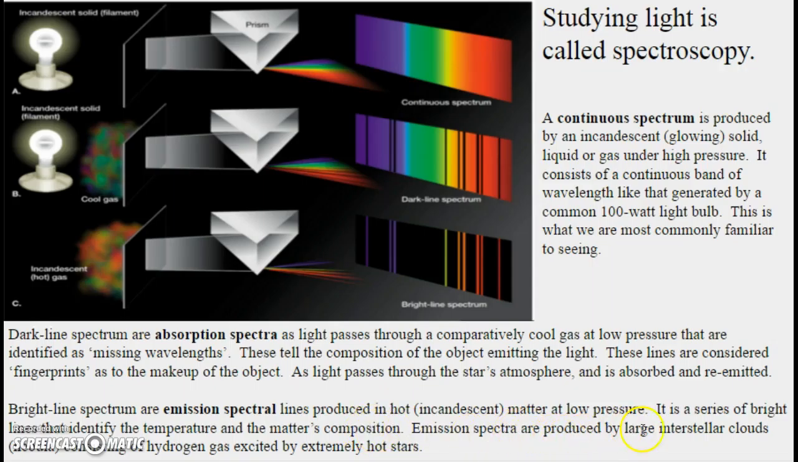Emission spectra are produced by large interstellar clouds, right, nebulae, consisting of hydrogen gas excited by extremely hot stars. So if I have this incandescent, this really hot gas, and I separate the colors with a prism, I'm going to get these bright line spectra, right, emission spectra, what's emitting the light. And these are going to be fingerprints. Just as these are dark line absorption spectra, these are going to be bright line emission spectra.